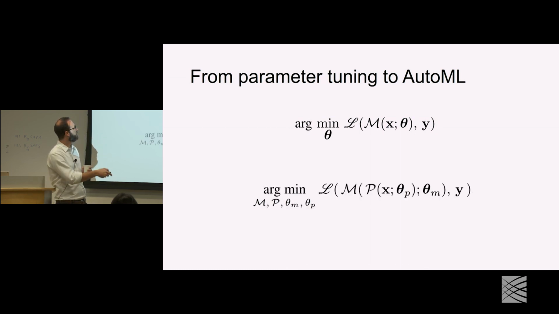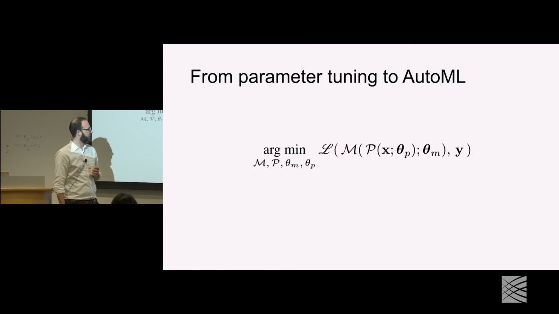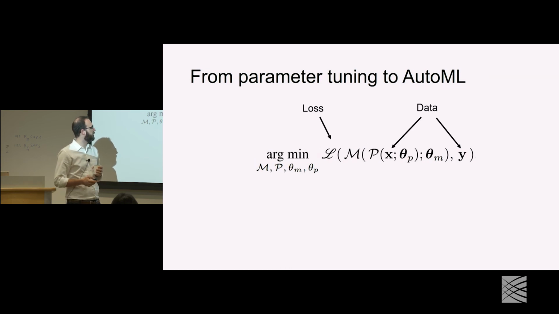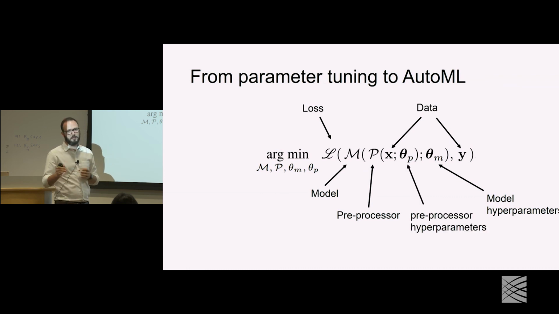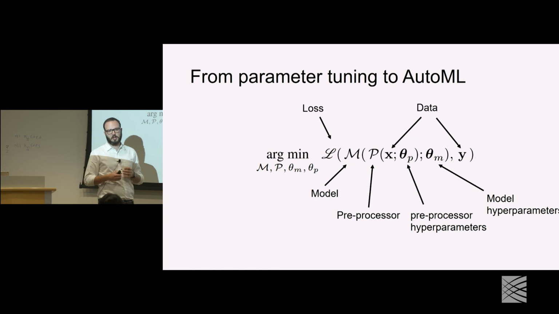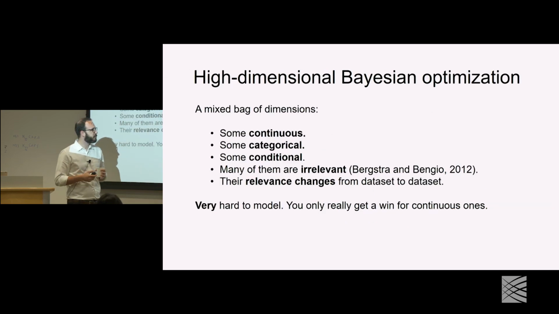So we go from this loss function that was just tuning parameters to this loss function, which is basically tuning everything. By everything, I mean you still have the loss and the data, but now we are trying to find the model, which model to use. Do you use linear regression? Do you use a tree? Do you use a deep neural network? We are trying to find the hyperparameters of this model. We're trying to find the way you preprocess the data to put it into the model, and the parameters of this preprocessor. So we are trying to really solve the entire thing here.